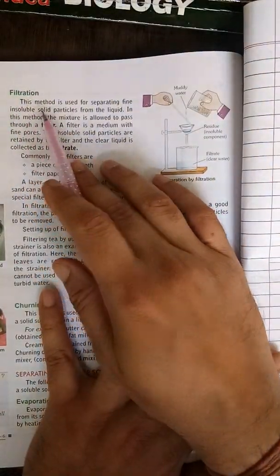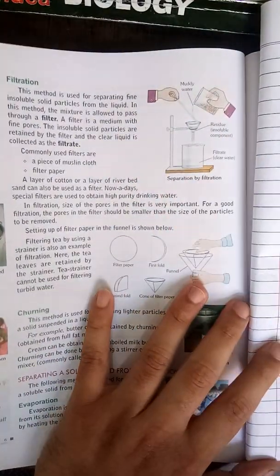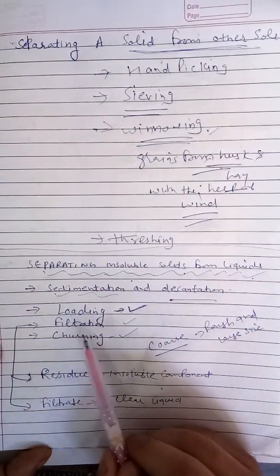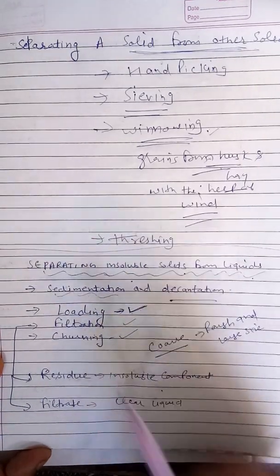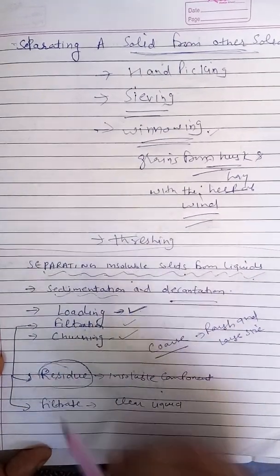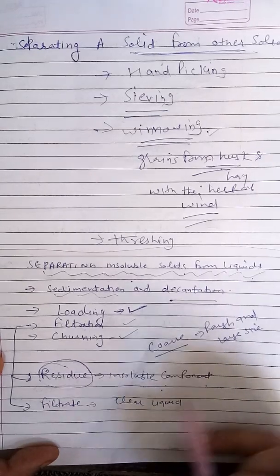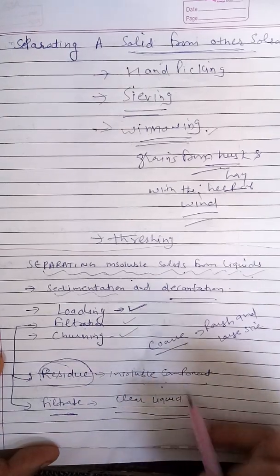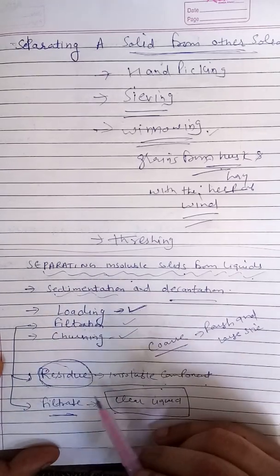Next topic, filtration. Before starting that topic, there are two terms you need to learn. During the process of filtration, we use a filter paper to separate a mixture. So two things are formed during filtration. First is residue, which is the insoluble component of a mixture. Second is filtrate, which is the clear liquid.